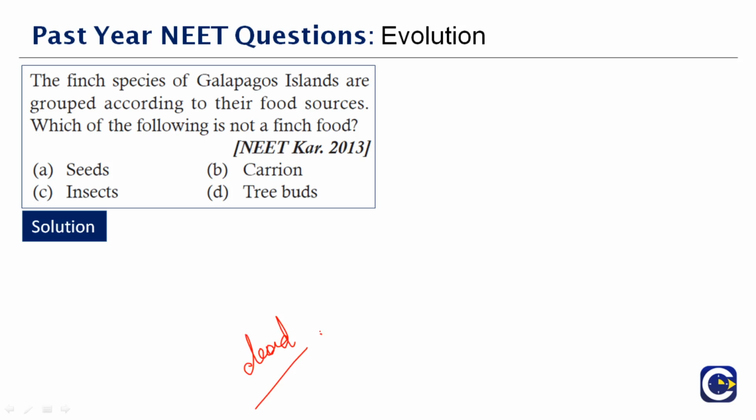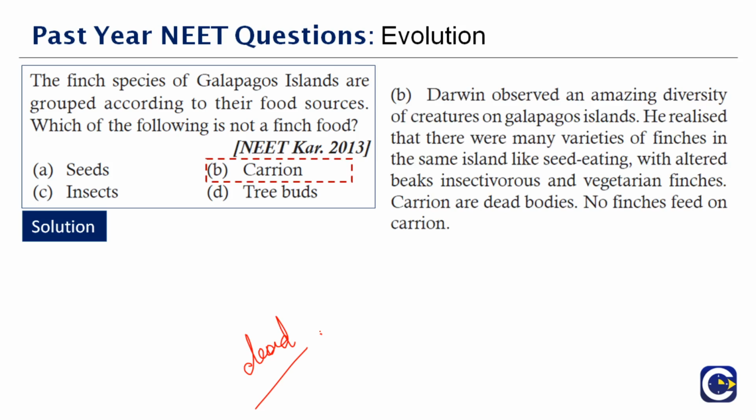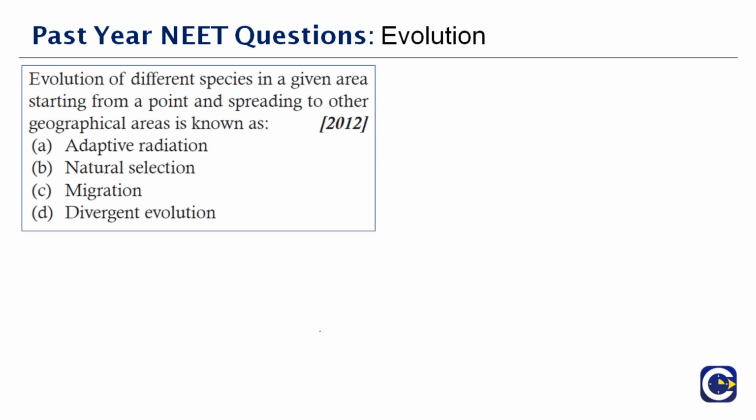The beak modulation that you can see is different for every bird, right? Based upon the food resource that they take, their beak is accustomed in such a manner. So they're talking about that situation here, so you don't have to worry. It is option B, which is carrion. Finches don't feed on dead things. Okay. Next question here.